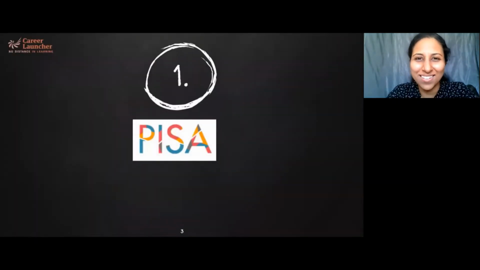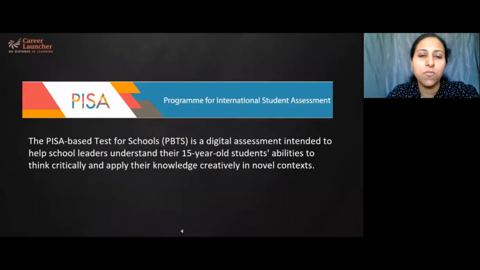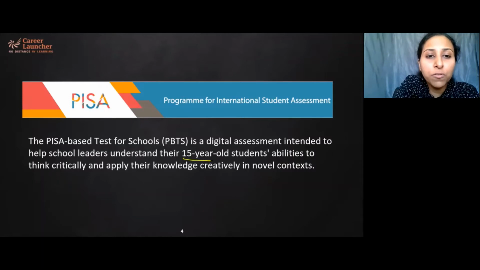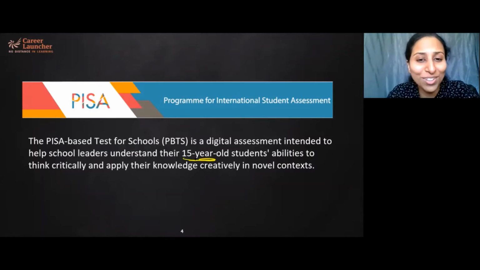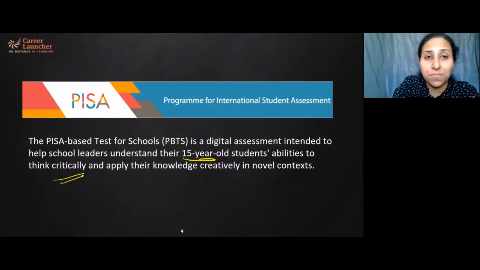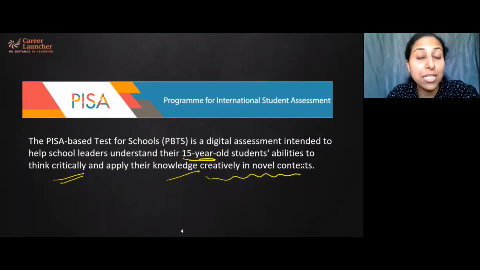So what is the PISA? PISA stands for Program for International Student Assessment. It's a test which is conducted for schools digitally and mainly looks at 15-year-old students, which means the category to which most of you belong. It tests the critical abilities, your ability to apply knowledge creatively in novel contexts. That means in new types of questions.